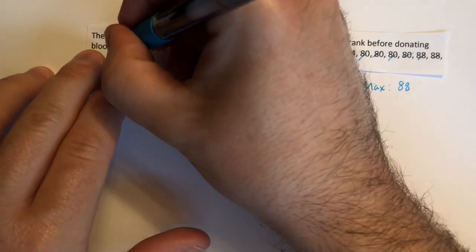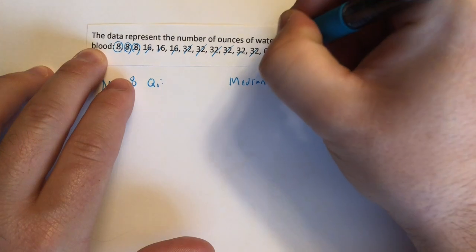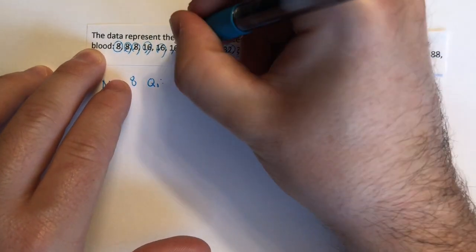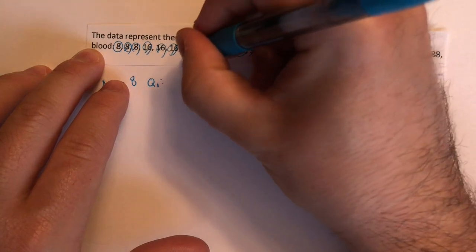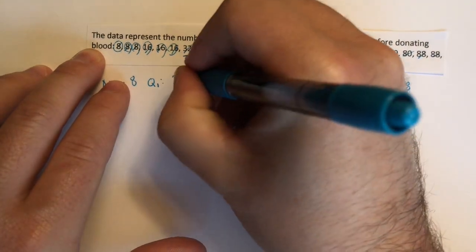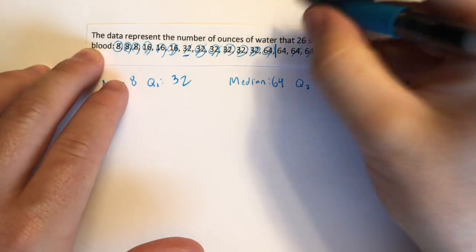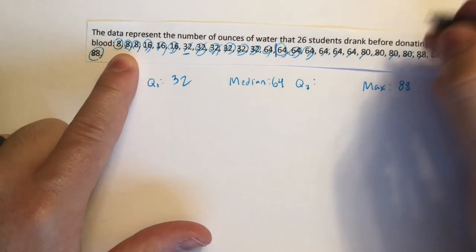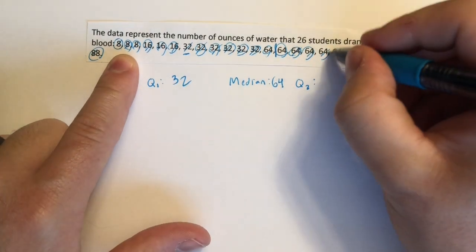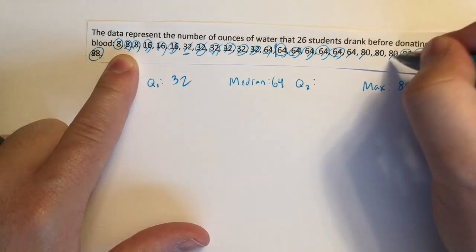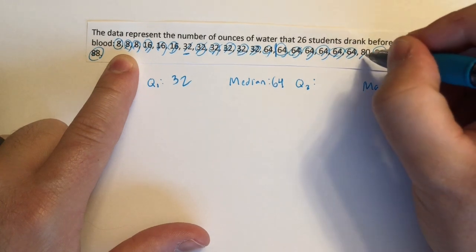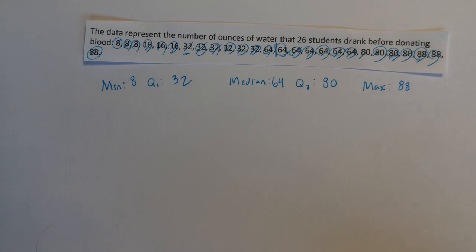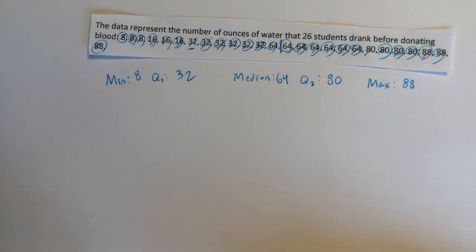So the median of the lower half here is 32. Same thing, we're trying to find the median of the other set. So we count in from both ends again. So the median here is 80. So we're going to use these values to create this.